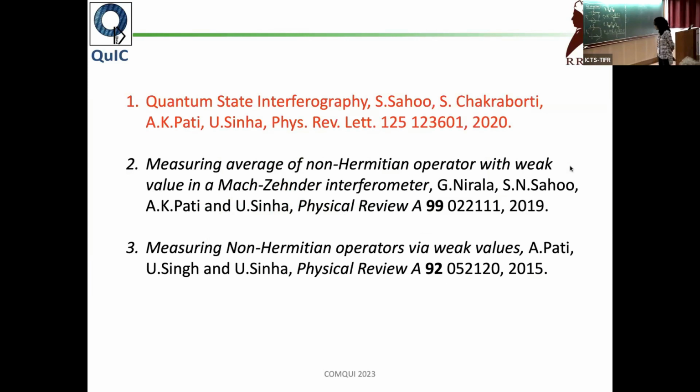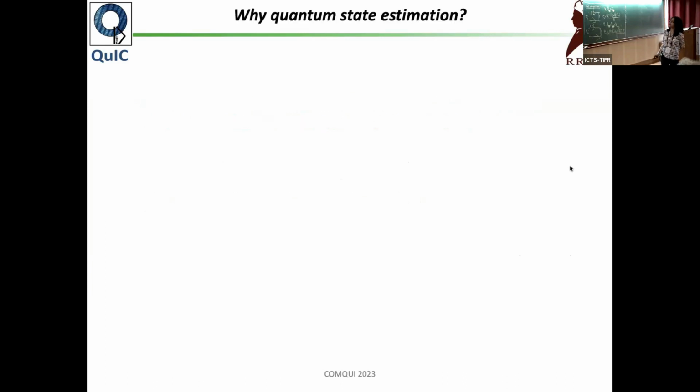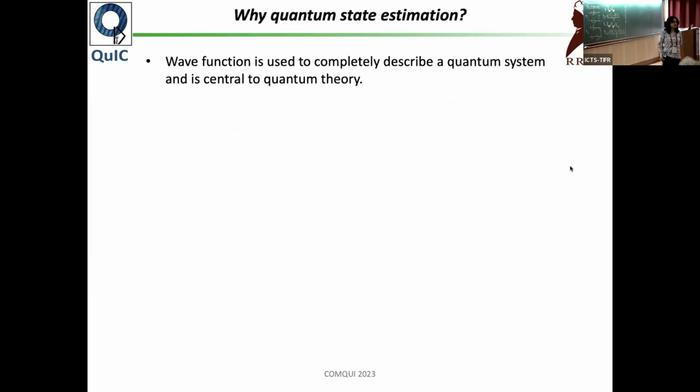Now, we have used interference to actually come up with a method where we can do better than quantum state tomography. Quantum state tomography is something which we are all using in the lab for figuring out the state. So what have we done? Why is quantum state estimation important?